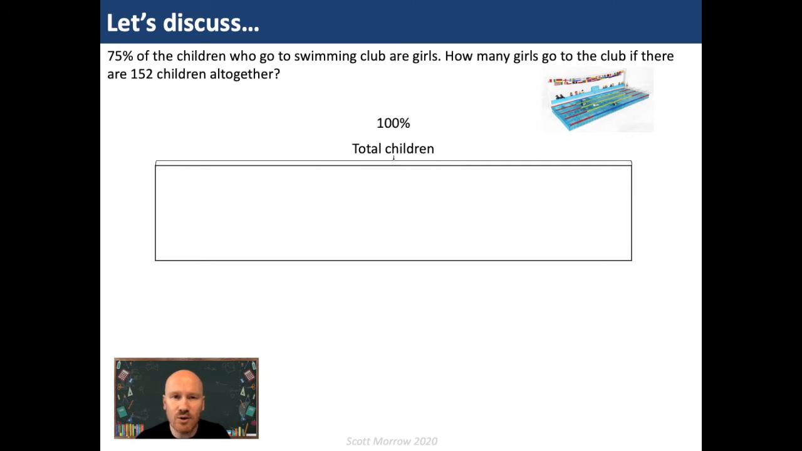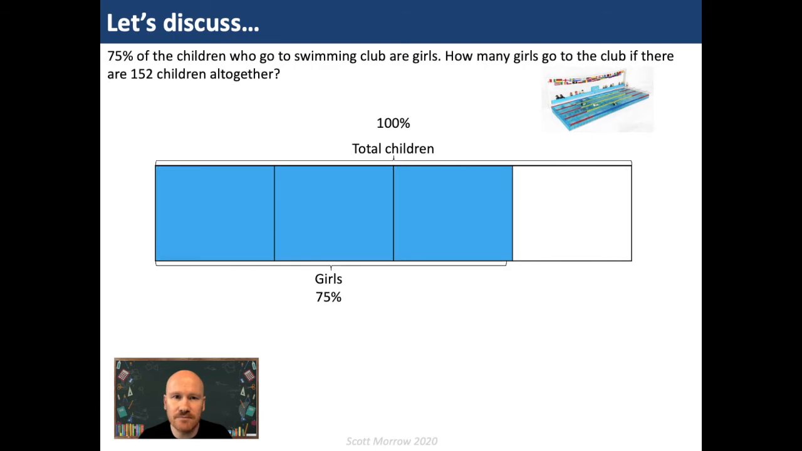How many parts am I going to split that bar into? I'm interested in 75 hundredths. Does that mean I need to split the bar into 100 parts? Well, I could, but I can use my understanding of equivalence, and I can simplify 75 hundredths to 3/4. So rather than splitting the bar into 100 parts, I can split that bar into 4 parts. Now I know that 75% of the children who go to the club are girls, so I can identify those 3 parts there, which means that 25% of the club are boys, which is that 1 part there.